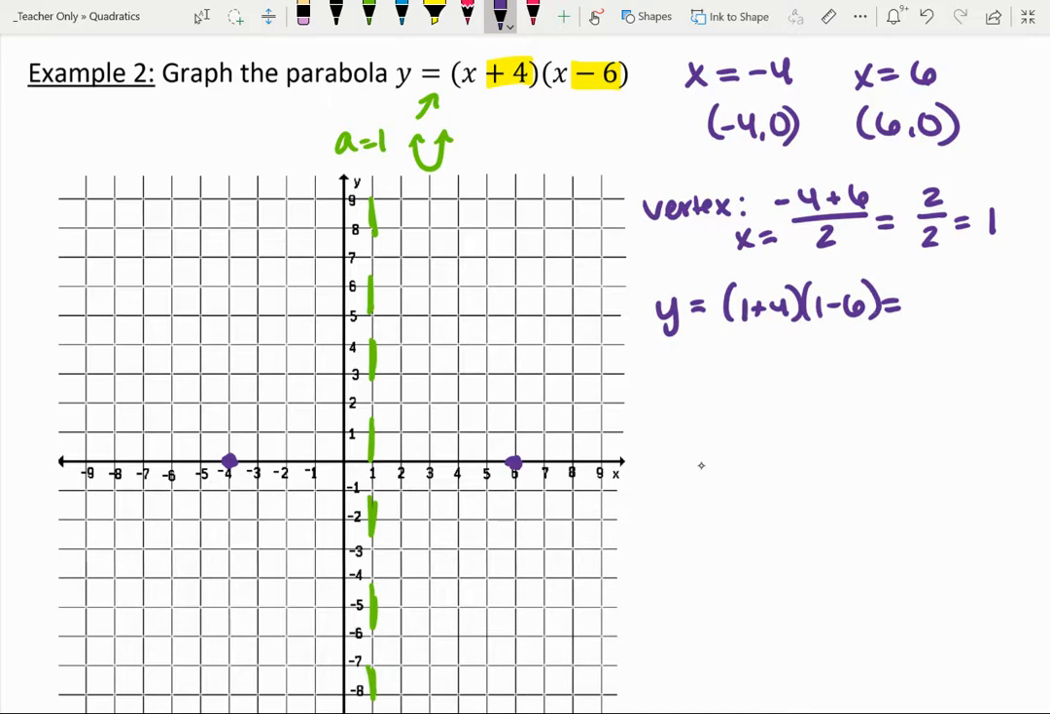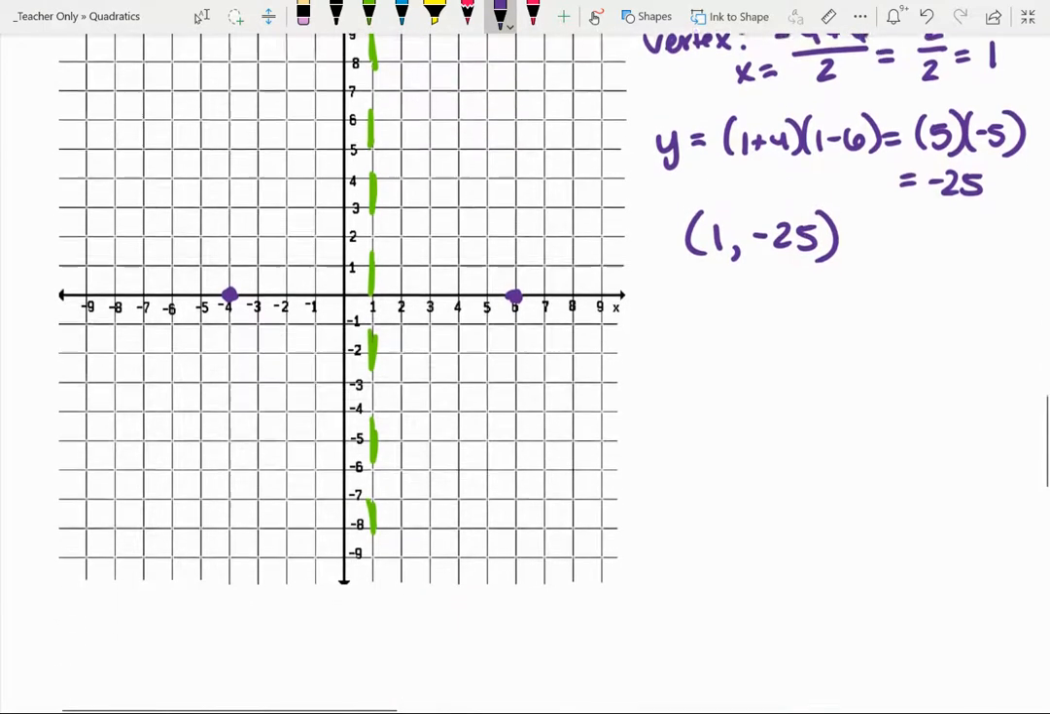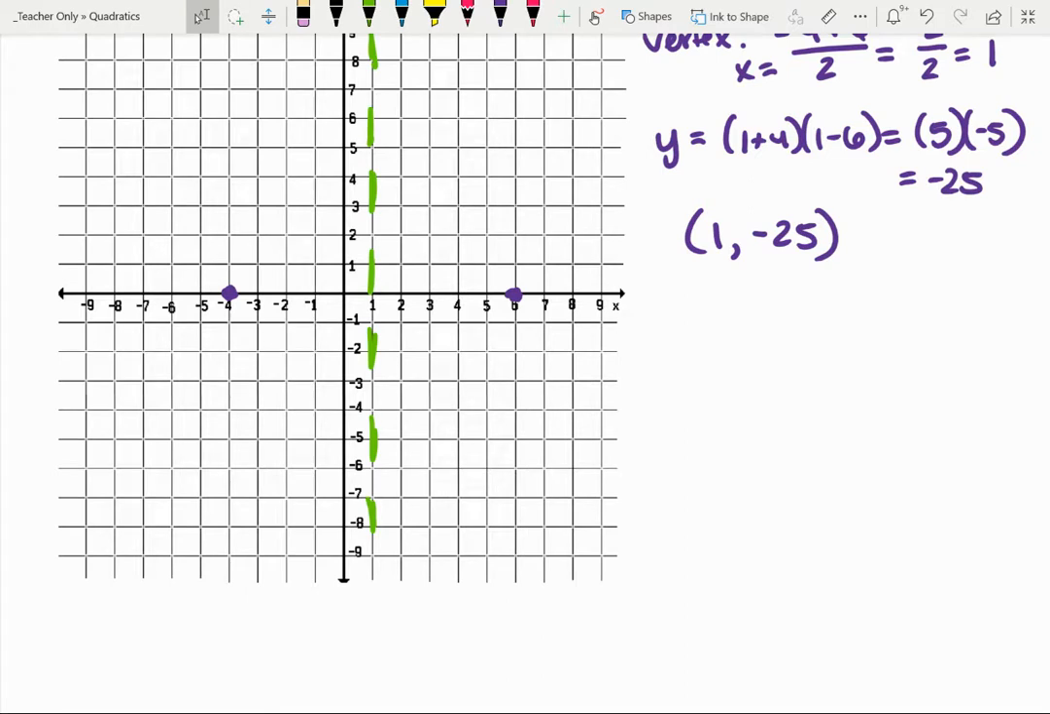So that will give me 5 and negative 5. So my y value is actually equal to negative 25. So my vertex is at the coordinate point 1, negative 25, which, as it turns out, is not on my graph, right? It's somewhere well below this graph. But that's okay. I think we can look at a few other points, maybe some that are just a bit closer to our x-intercepts here to help us see what the rest of the picture is going to look like.